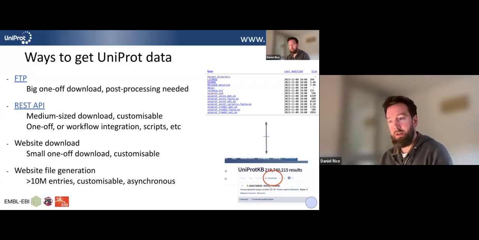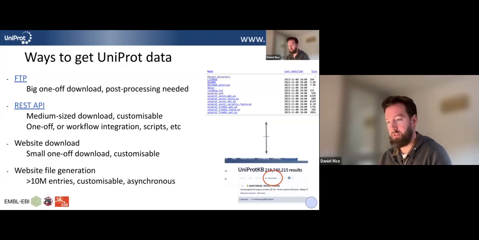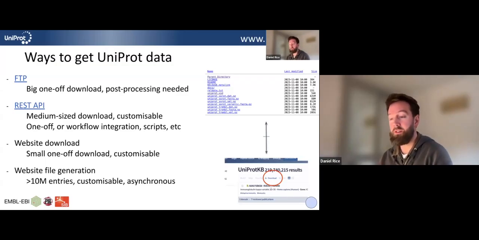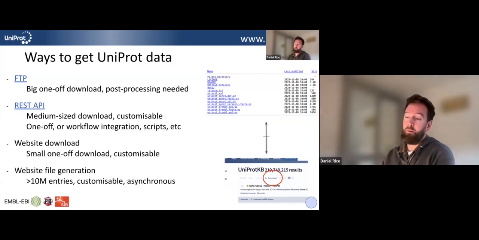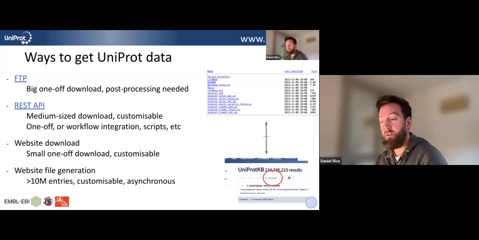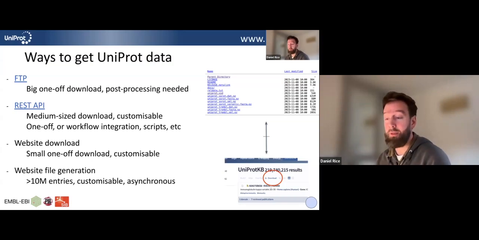And then we also have website download, which is what Emily will talk about throughout these slides. That's good for smaller one-off downloads. And again, these are customizable. And we have the newest edition, which is website file generation. That's where you have a really big result set, over 10 million protein entries, and you want to download all of them and specify certain fields. You can use this: you submit the job, and that will go to our backend, and they will build the file and then produce a link to it, so you can then download it. This is an asynchronous process, but it enables you to have quite big downloads.